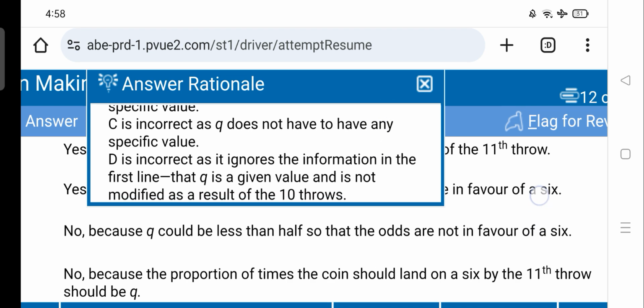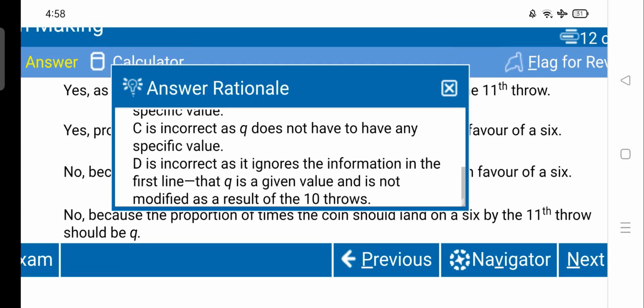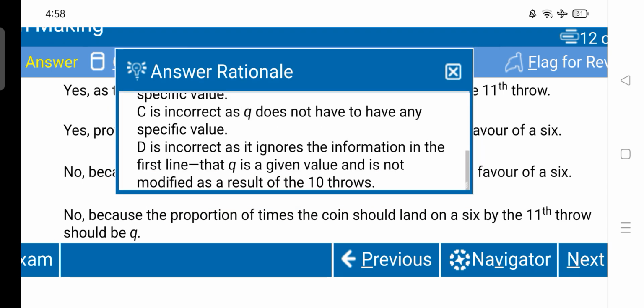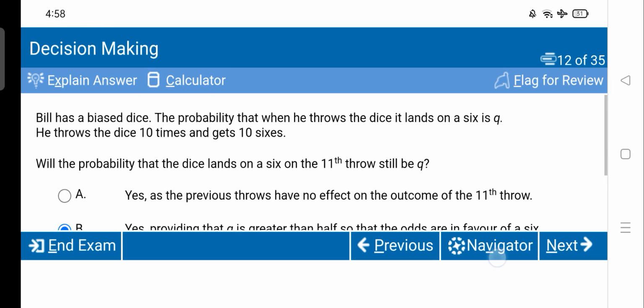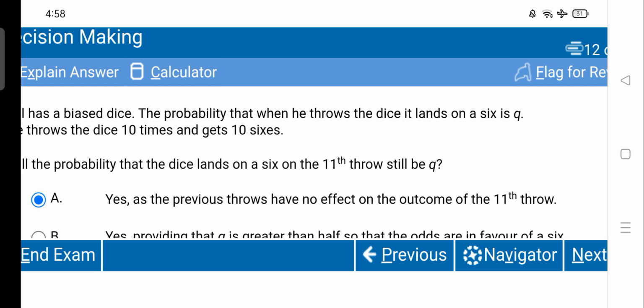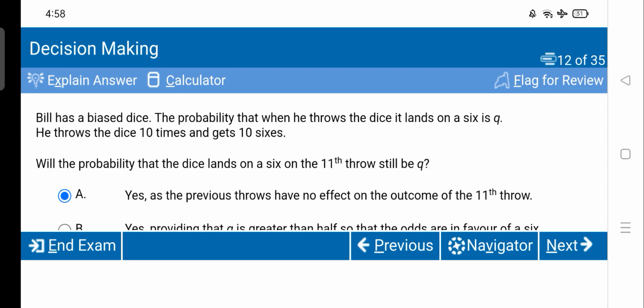Option D is incorrect as it ignores the information in the first line that Q is a given value and is not modified as a result of the 10 throws. So here we can see the correct option is option A, which says yes, as the previous throws have no effect on the outcome of the 11th throw. This one is the right option.